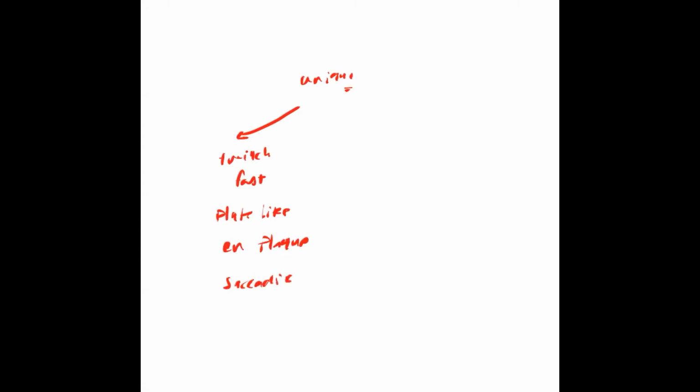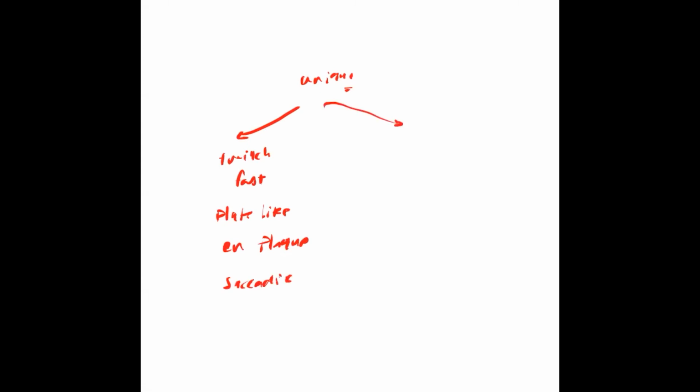Also, the extraocular muscles have unique fibers, which is what? I have two types of fibers. Twitch type, or fast fibers, which have a plate-like structure, so they are called en plaque. They are responsible for something we call saccadic movement. I'll explain all of these.